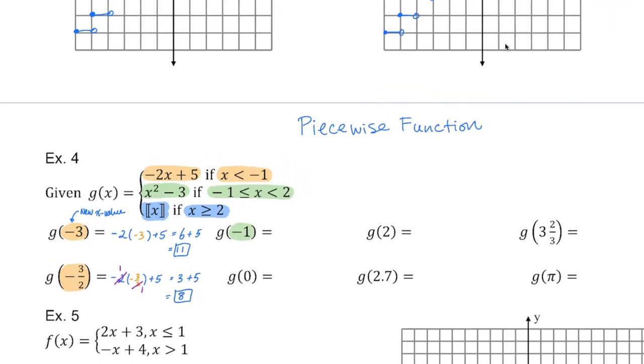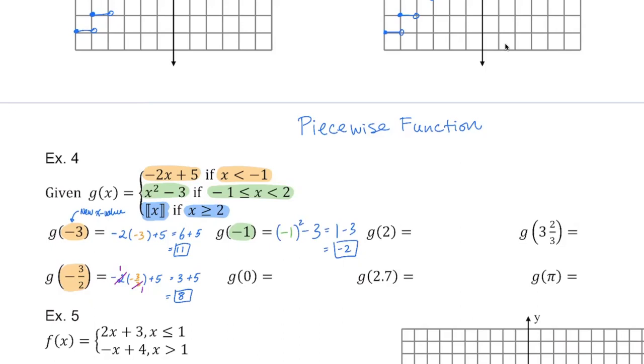So x squared, we put in the new x value, negative 1, right there. What is negative 1 squared? Negative 1 times negative 1 is positive 1. So 1 minus 3 is equal to negative 2. Again, very straightforward. Just follow the notation.